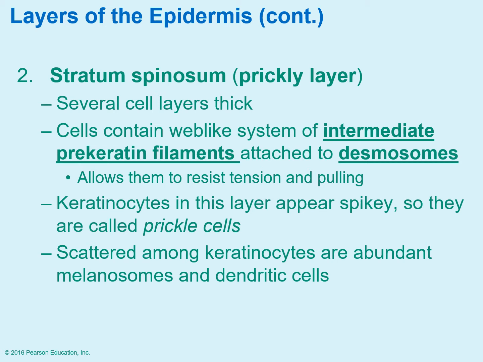The stratum spinosum layer is the second layer. It's usually very thick, several layers thick. You do have keratinocytes in this layer. They look kind of spiky. You have different dendritic cells also through here.